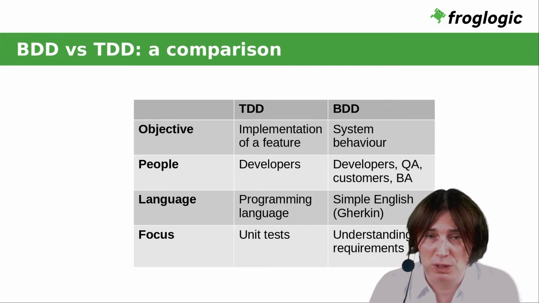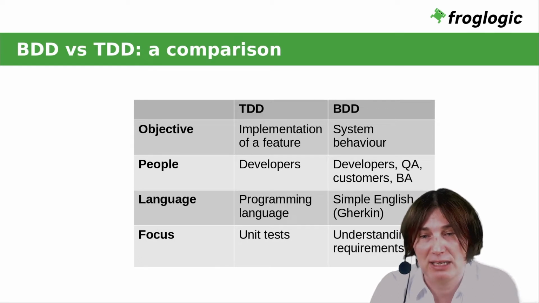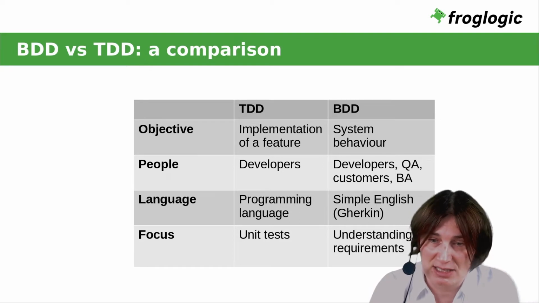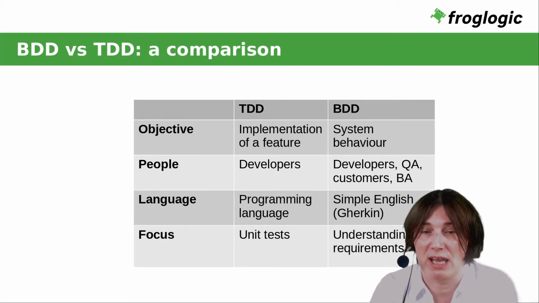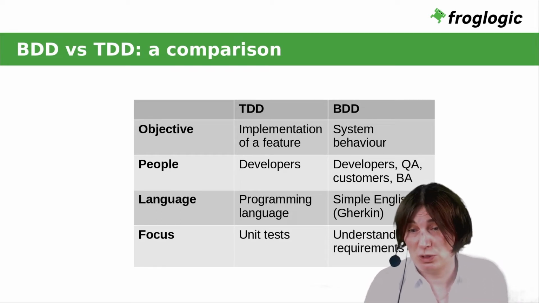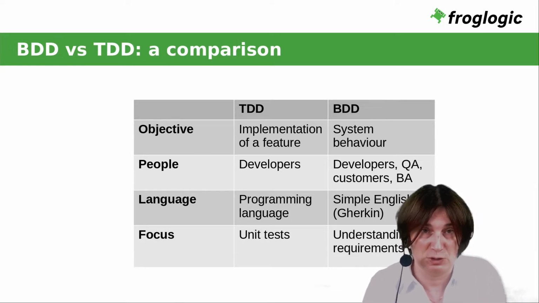In test-driven development, we work in some programming language of choice. In behavior-driven development, the platform we use to communicate, collaborate, and come to some shared conclusion and understanding is simple English with some structure, this Gherkin domain-specific language. In test-driven development, we focus on delivering the unit tests of the software, and in behavior-driven development, we focus on the shared understanding of the requirements and implementation of the behavior.